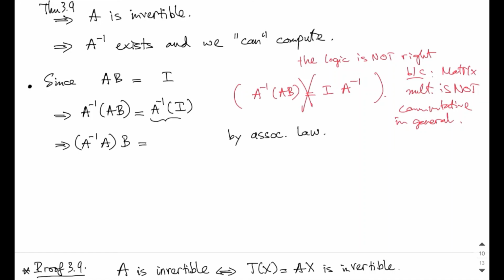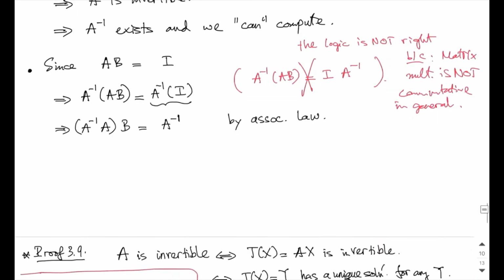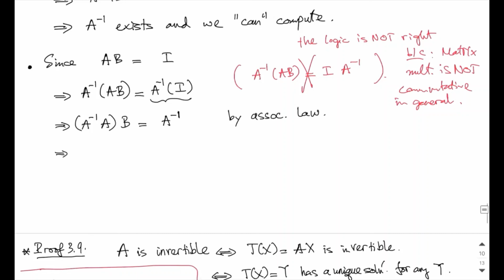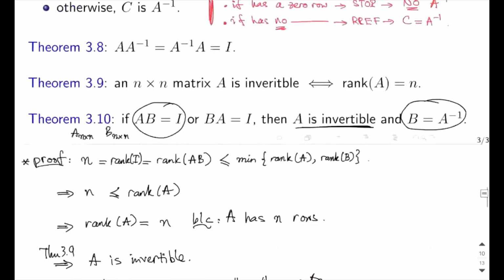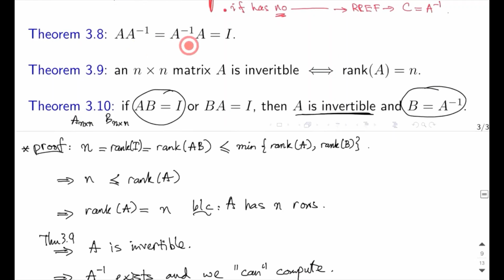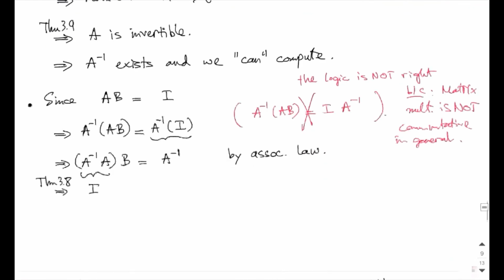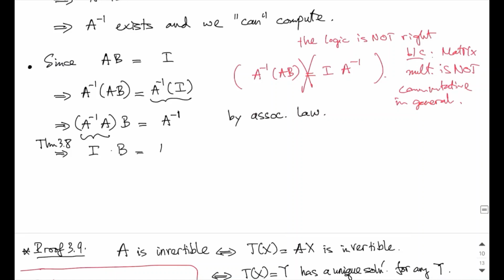On the other hand, we multiply A inverse with I, the identity matrix. We of course are going to get A inverse. Now again, A inverse times A is going to be I. That is by theorem 3.8, right here. So we have I times B equals A inverse. But then again, when you multiply an identity matrix with any other matrix, it's going to give you the exact matrix that you started with. So B equals A inverse, and we are done.